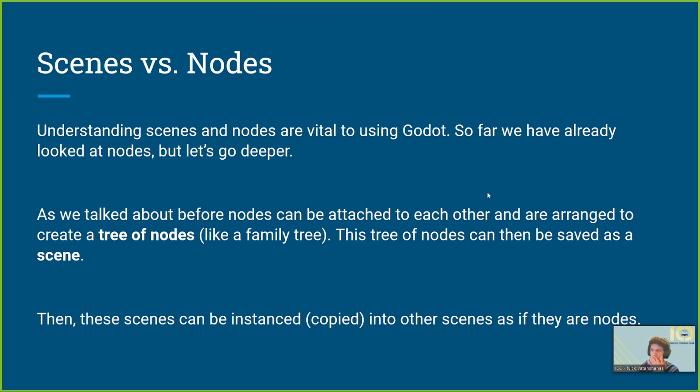So this tree of nodes can then be saved as a scene that we can reuse later, right? It's essentially like copy and pasting. It's like a function, but for an entire scene. This entire tree of nodes, we can then copy paste and put somewhere else without having to make that same structure again.